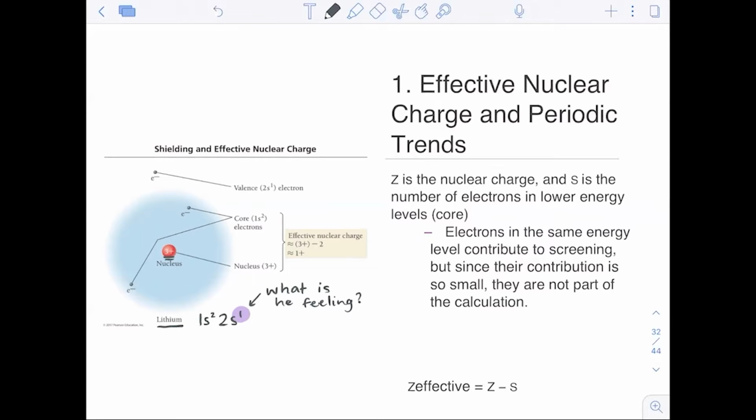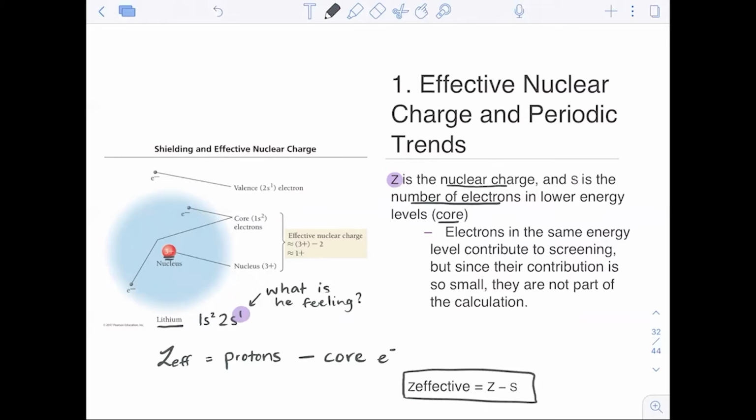And the answer here is the Z effective. What we need in order to calculate the Z effective is the nuclear charge, so how many protons, minus the number of core electrons. That's what we need. Z, right here, is the nuclear charge, the count of protons. S is the number of electrons specifically in the core, and that's how we get our Z effective calculation.